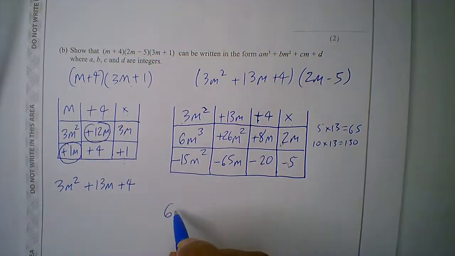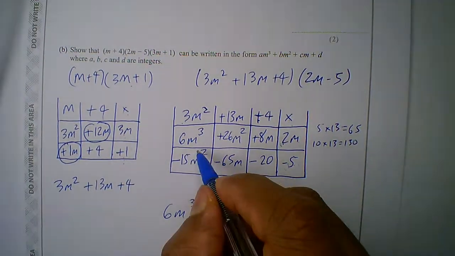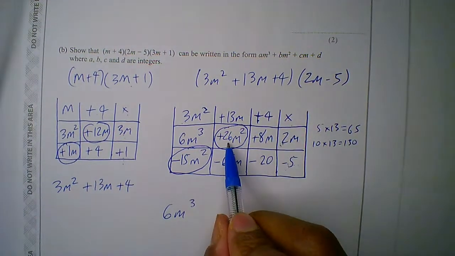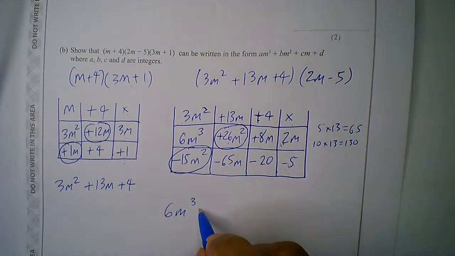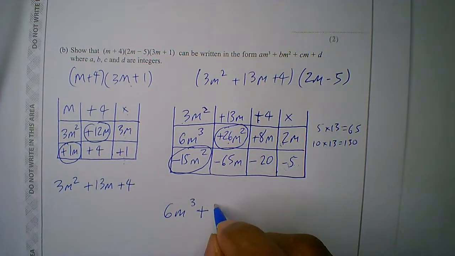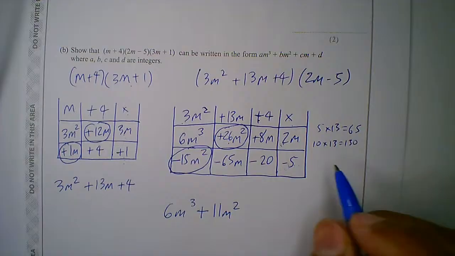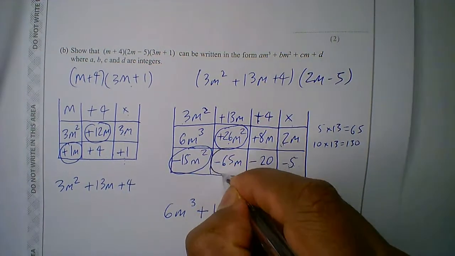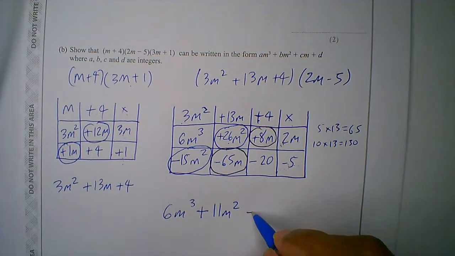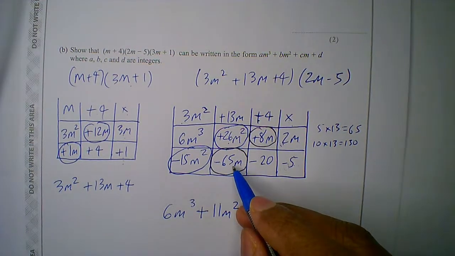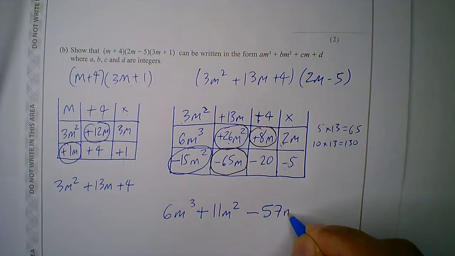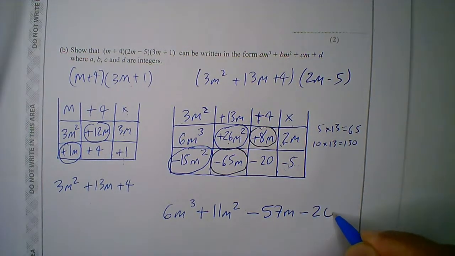Now I simplify. I've got 6m cubed. I've got minus 15 plus 26 m squared. So 26 take away 15 is going to be plus 26 take away 10 is 16, take away 5 is 11. So 11m squared. Then I've got my m term, minus 65 plus 8m. That gives me minus 60, take away 3 is 57, so minus 57m. And then I've got my number term, minus 20.